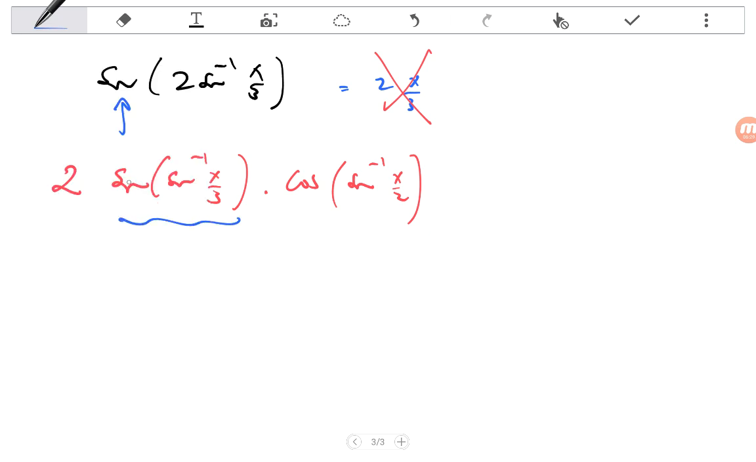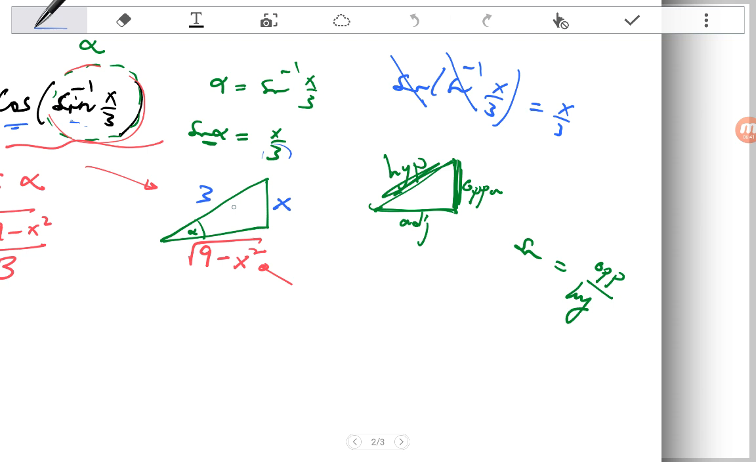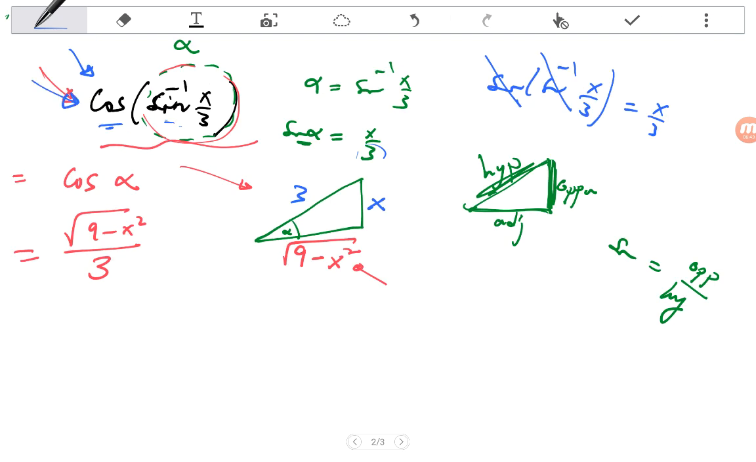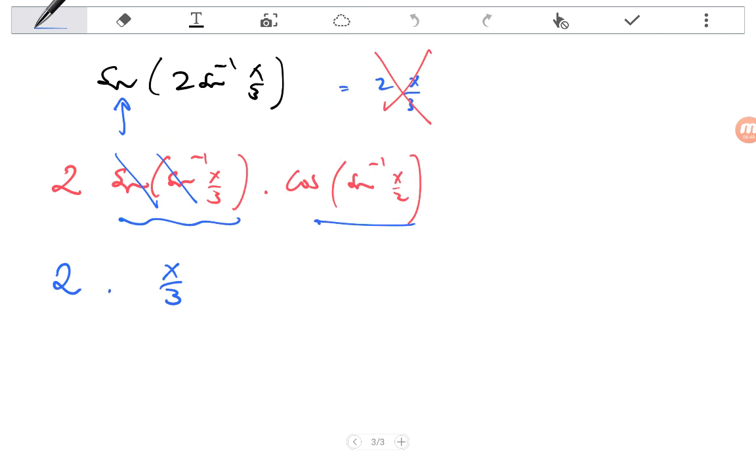This one is sine of sine inverse, so they can cancel each other. That will be 2 times x over 3. What about this? This is exactly the last problem. The previous problem was just exactly that expression, root 9 minus x squared over 3. I solved it by the same steps that I did in the last problem.